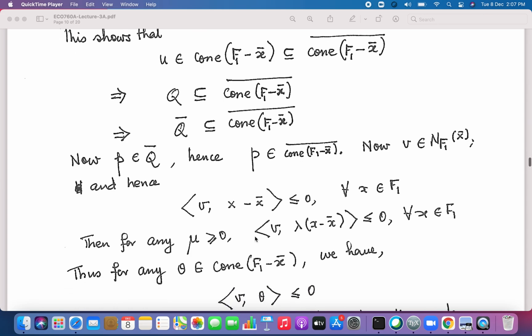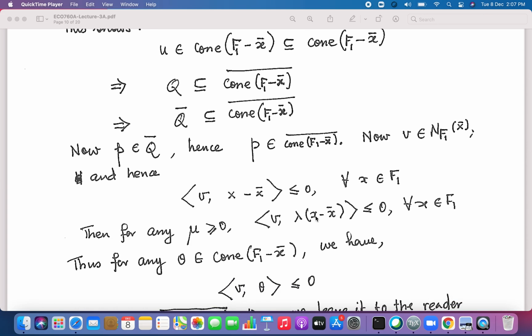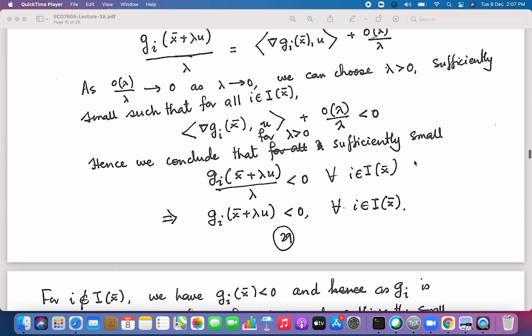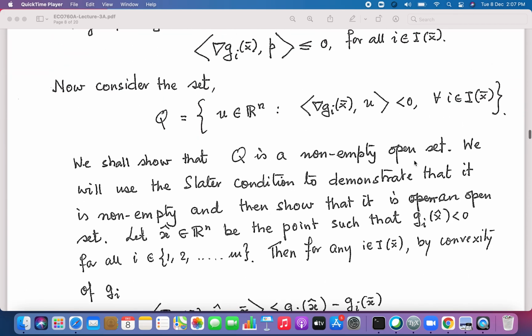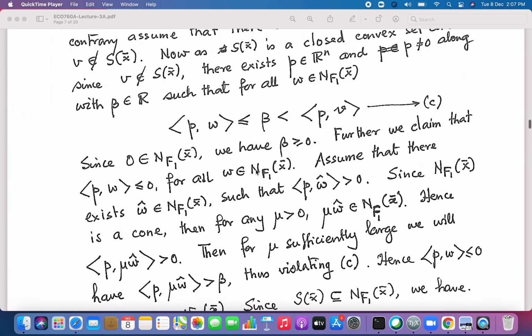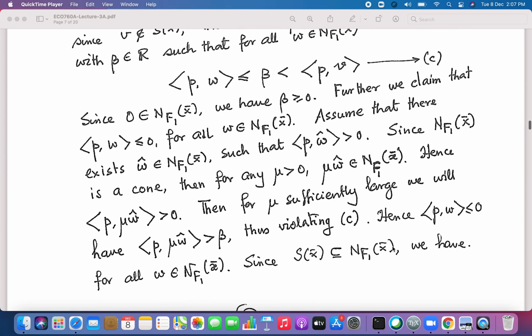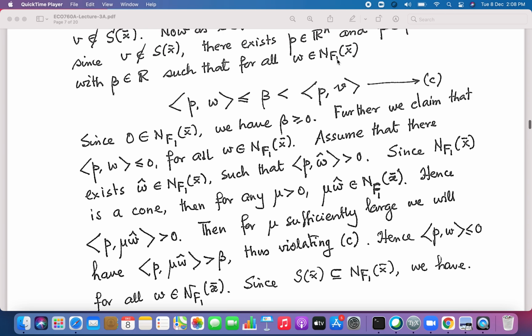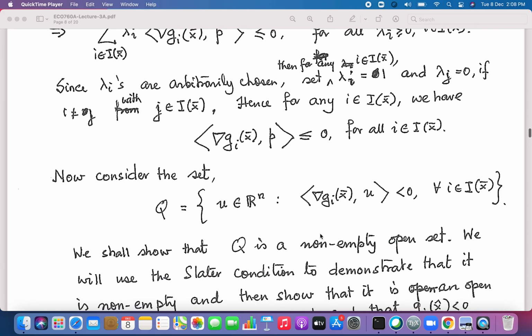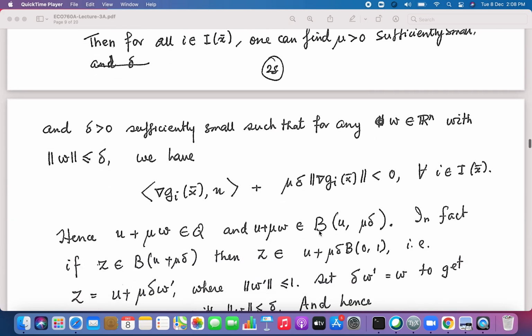What you can show is that if V is in the normal cone, which it was, right? So there was that mistake. So the W's were in S of x bar. Please understand, I want to clarify this mistake here: all up to here, this statement is not required. All these statements, this has to be replaced by S of x bar. So I apologize for that.